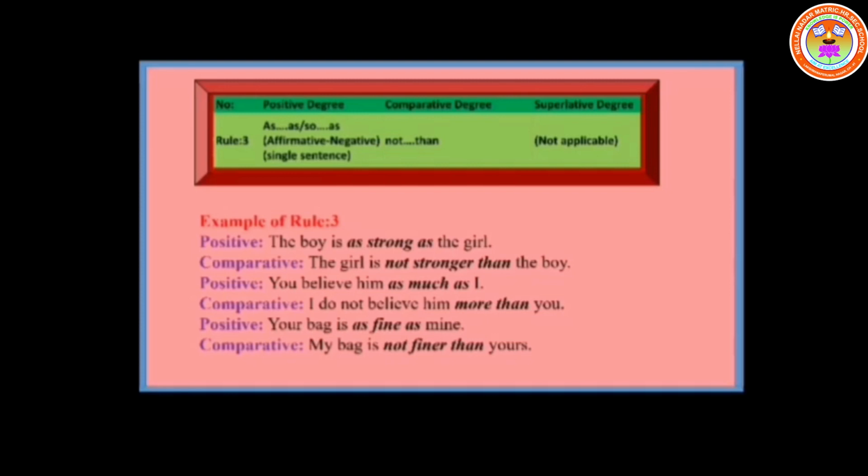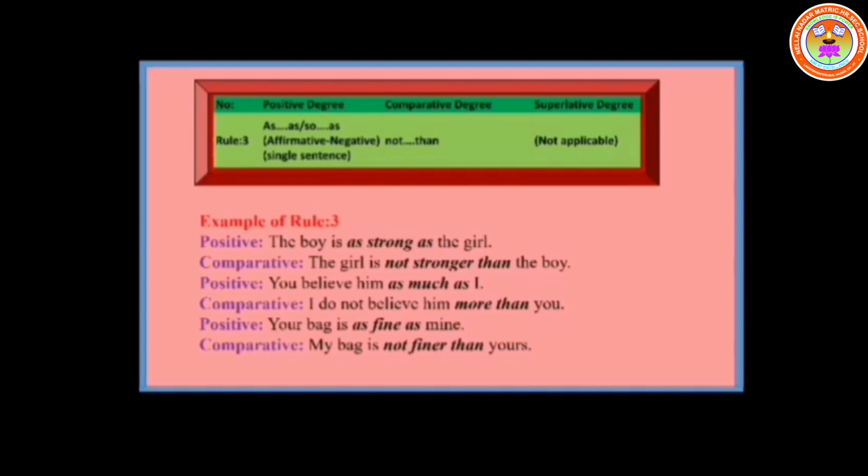The examples are: the boy is as strong as the girl. See, two things are compared, the boy and the girl. When we change to comparative degree, the object will become the subject and the subject will become the object. The boy has gone to the object place and the girl has come to the subject place. The girl is not stronger than the boy. See, the affirmative has changed to negative.